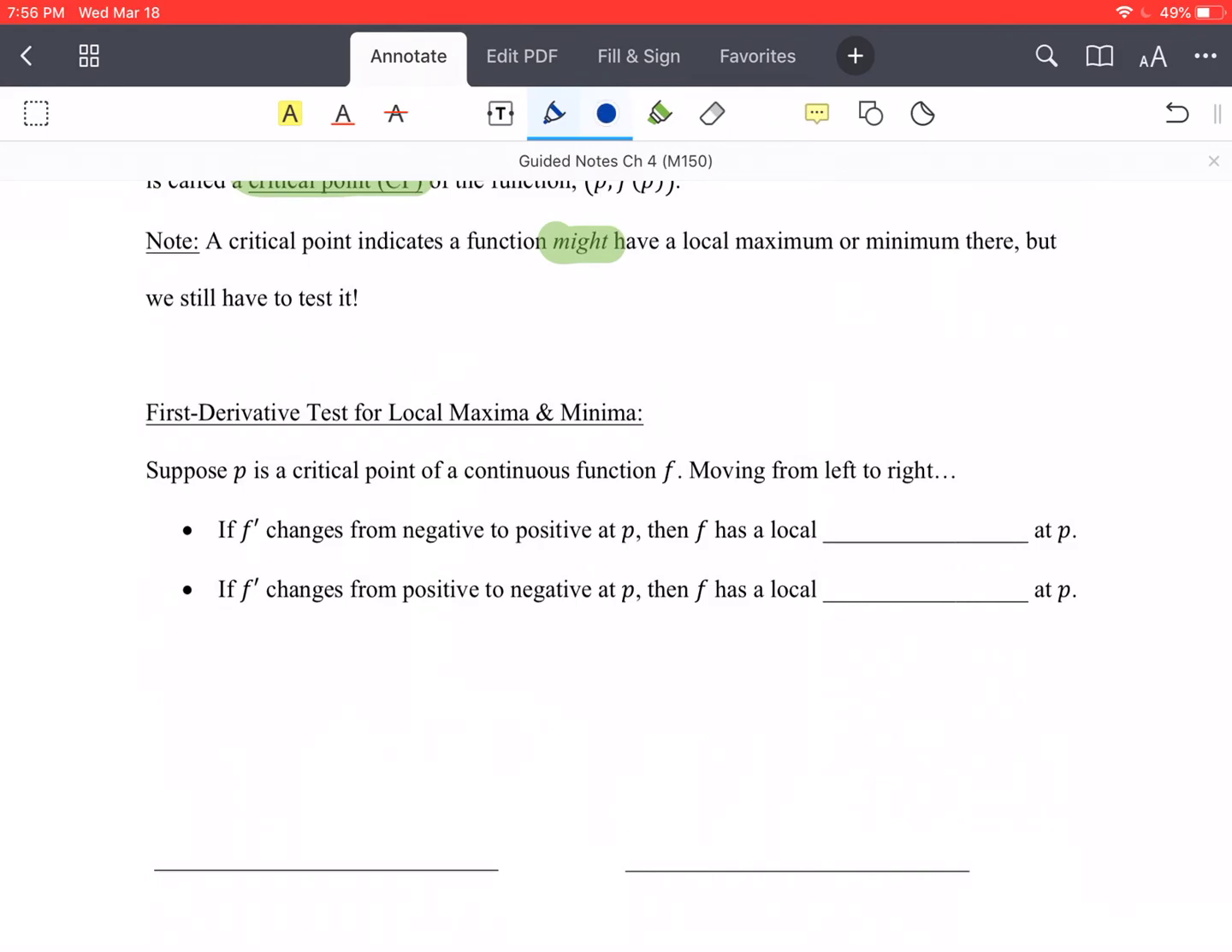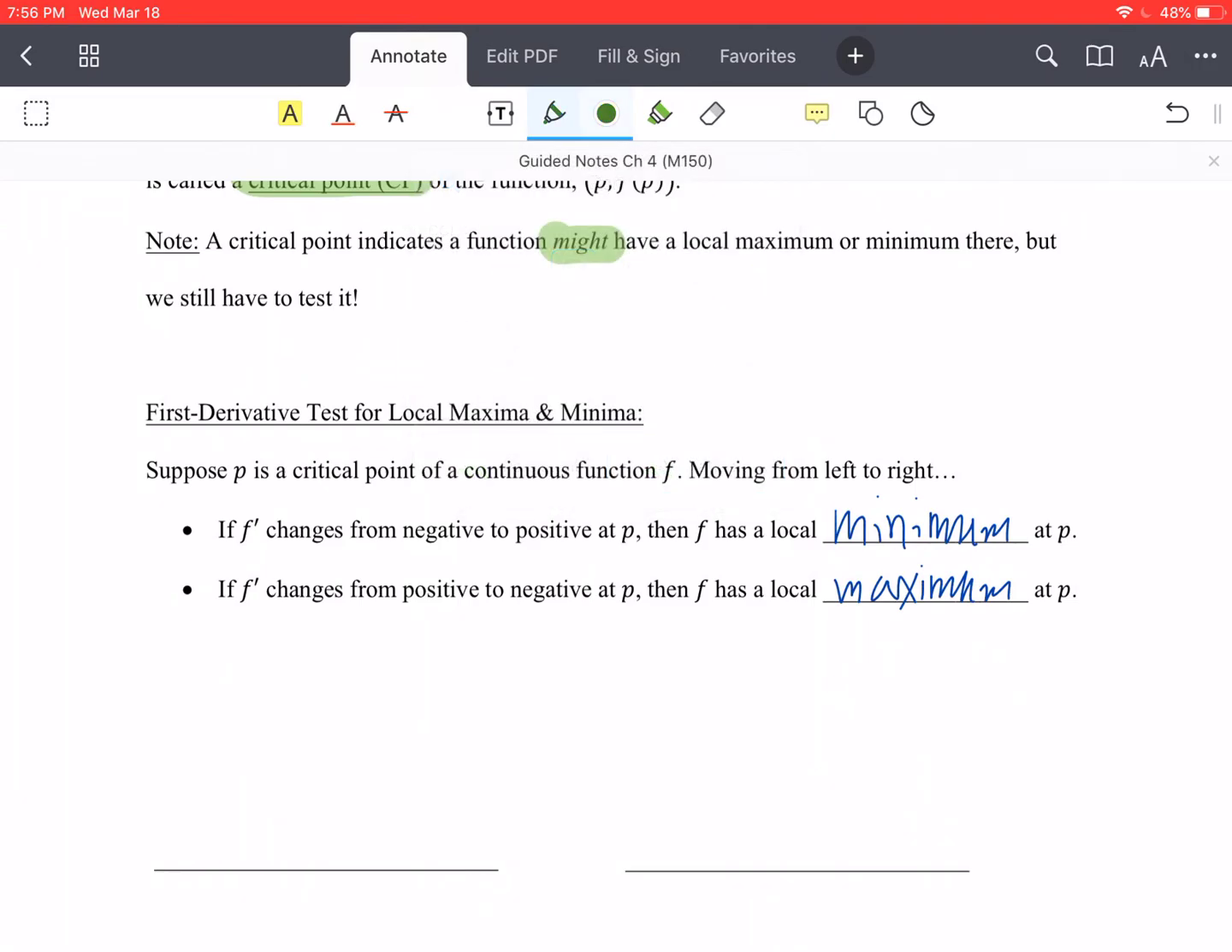Moving from left to right, if f prime, the derivative, changes from negative to positive at P, then f has a local minimum at P. And if f prime changes from positive to negative at P, then f has a local maximum at P.